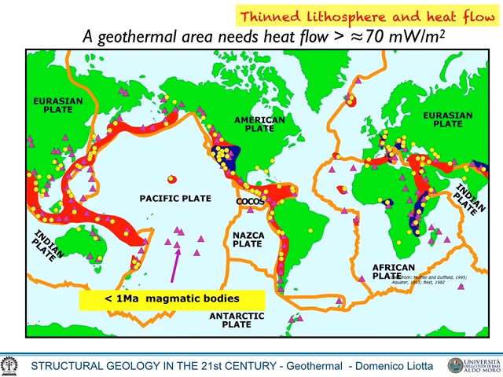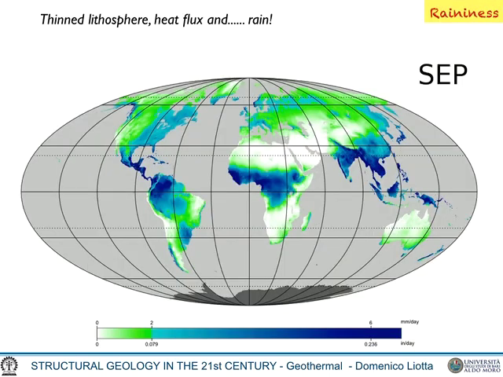This is a very generic map of the Earth. The red patches indicate where the heat flux overcomes 70 milliwatt per square meter, and the yellow dots indicate the locations of possible geothermal resources. But heat flux alone is not enough for a geothermal resource. In fact, we need a tool to extract the heat from the rocks and bring it to the surface. So we need a tool for mining heat.